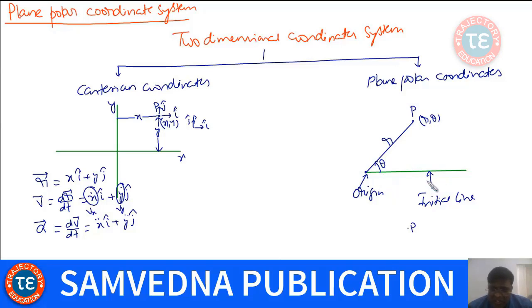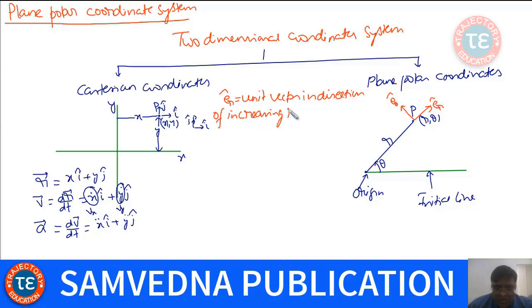Okay, so we take these two coordinates to describe the position of any point P in space. And now there are two unit vectors. One is the unit vector in direction of increasing r, that is ER, and you have a unit vector in direction of increasing theta. ER is the unit vector in direction of increasing r. Increasing r means this is r, and this is the unit vector in direction of increasing r.